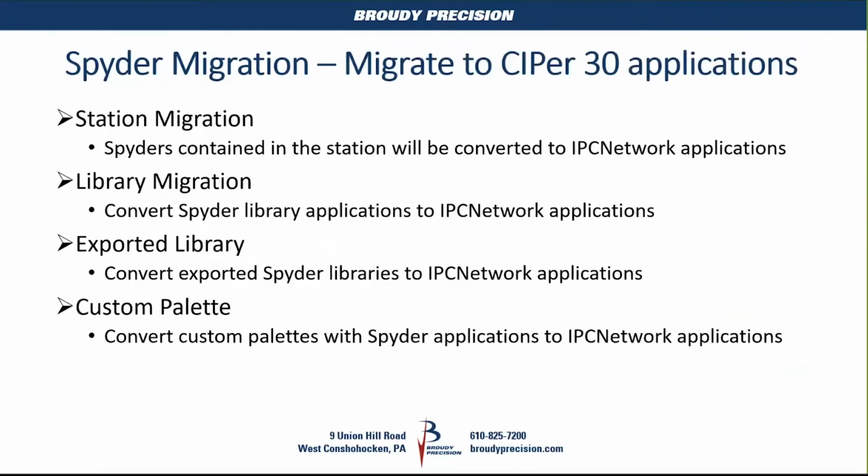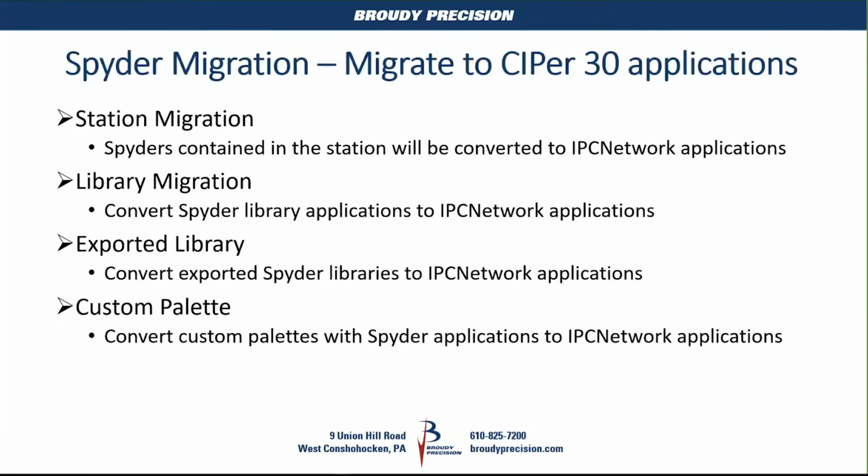And there are 4 different ways that you can do Spyder migration. The first being station migration. So basically any Spyders that are within a station will be converted, and each Spyder will basically become a BOG file, which will have an IPC network application in there. So basically you're creating a station for every Spyder that is within your station. And it'll be underneath the IPC network, just like a standard CIPer 30 station would be.